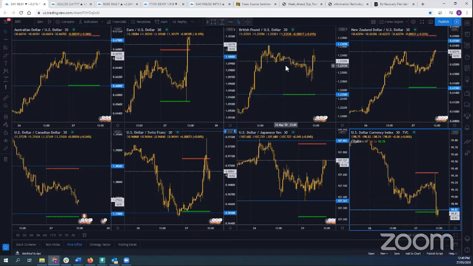So a couple of things that we just need to keep in mind. Obviously, we saw that big move to the upside last week when we had the Moderna news. Now, it came out not being too flattering after all. But that is something that we can expect going forward.